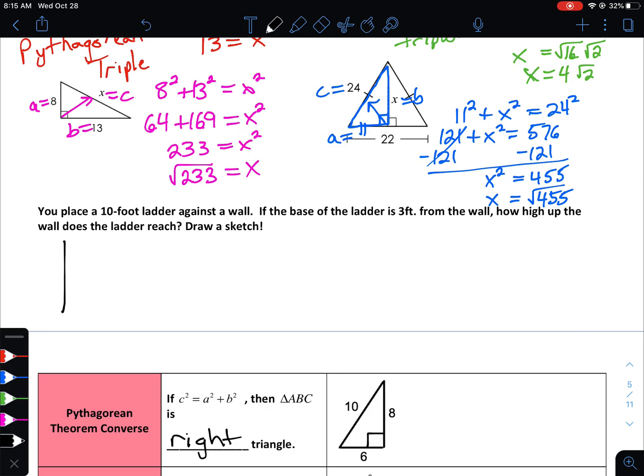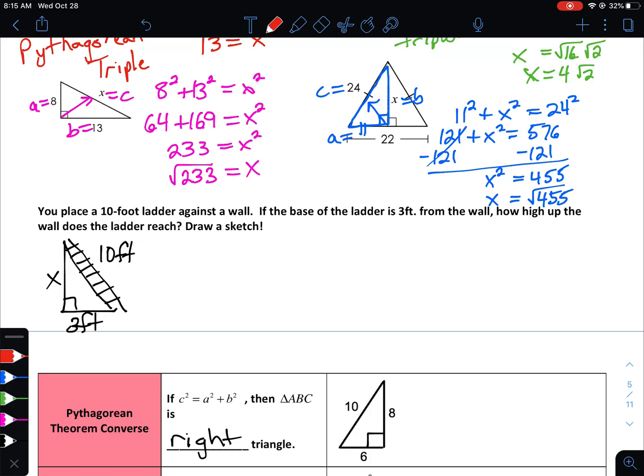So here's the wall, here's the floor, here's our ladder. If you want to just draw a side, you don't have to draw the detail. I'm just doing it for fun. Now, we're going to assume that the wall was built correctly, so we'll assume that it's a right angle there. We know our ladder was 10 feet, and we know that the base of the ladder to the wall is 3 feet. So what we want to know is how far up the wall does it reach? So let's call that x.